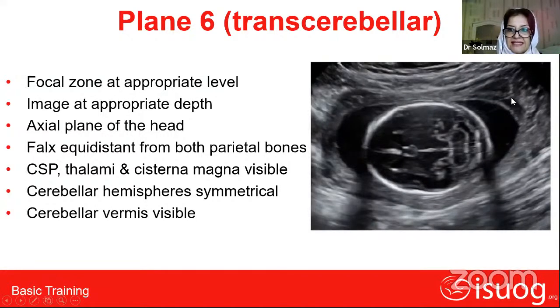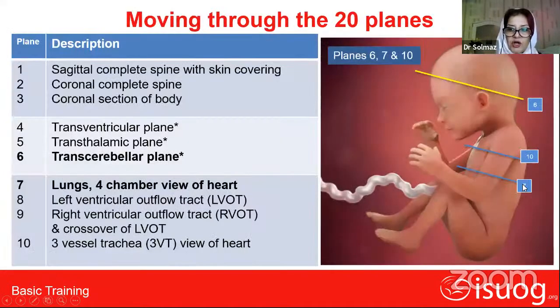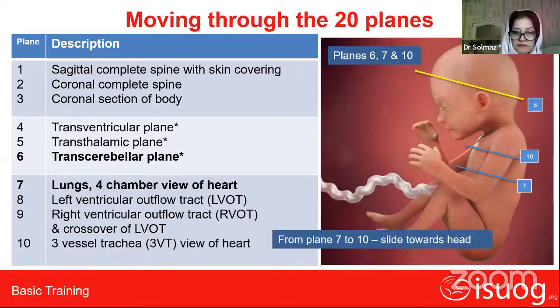From plane 6, we slide down our probe and we go to plane 7, which is the four chamber view of the heart, and it is a very obvious and useful plane. It's according to ISUOG guidelines. First, we go to plane 7. We find the four chamber view. We adjust our probe to see only one rib and the symmetrical lung fields. And then we slide up the chest to reach the three vessel view.